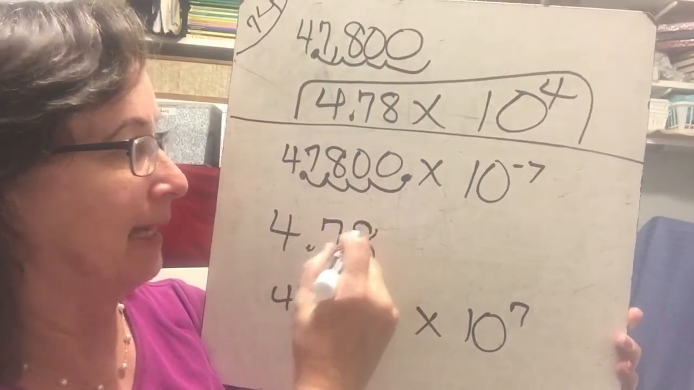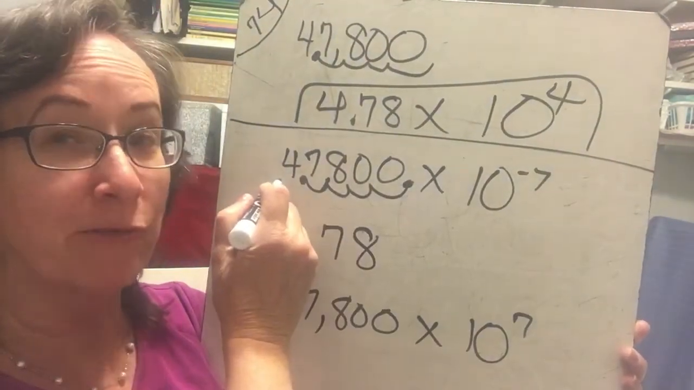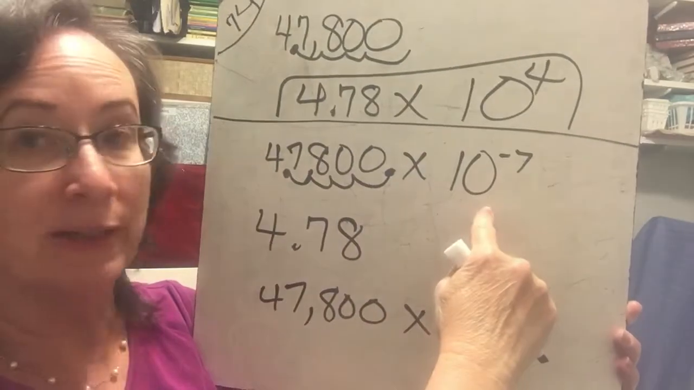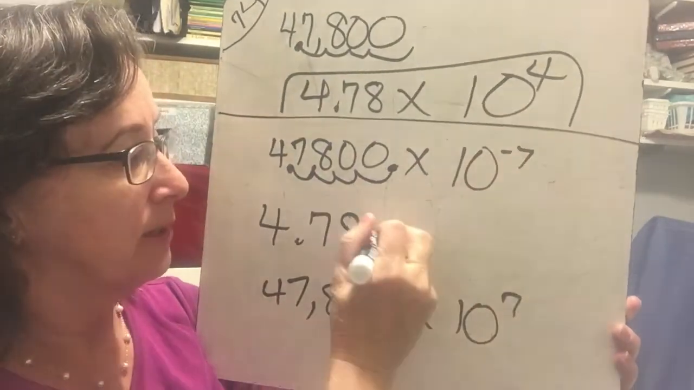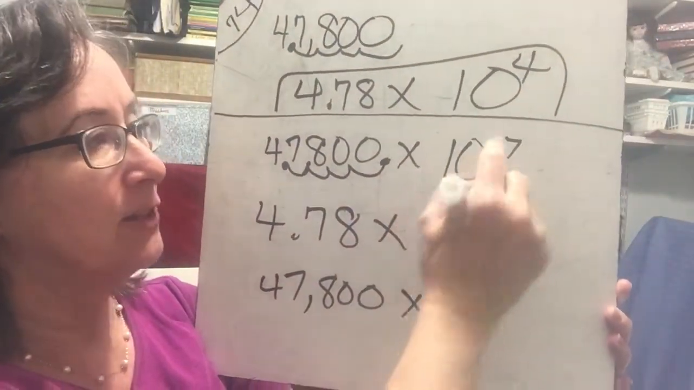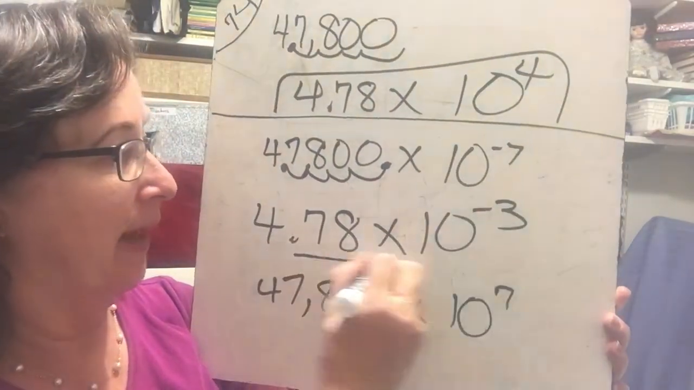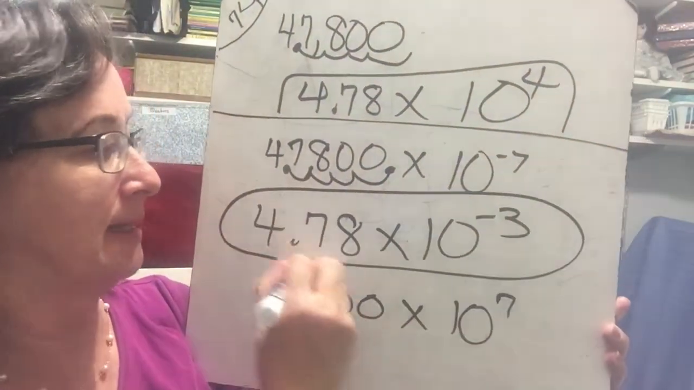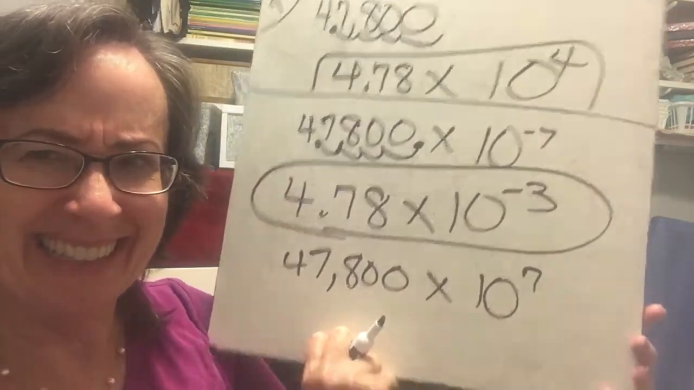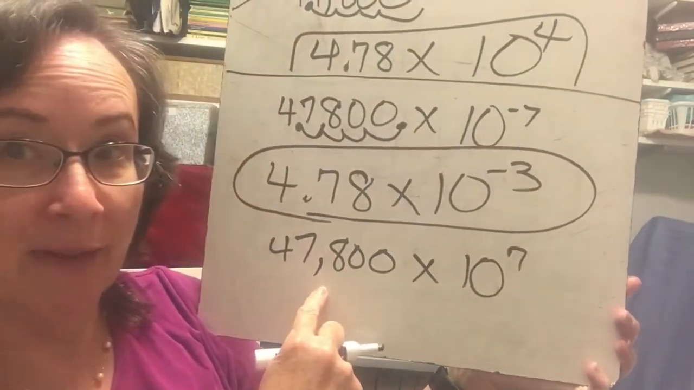4.78. I had to move it 4 to the left. Therefore, I have to undo that by moving this 4 to the right. So 10 to the negative 7 plus 4 would be negative 3. And that would be the number in scientific notation. Isn't it easy?